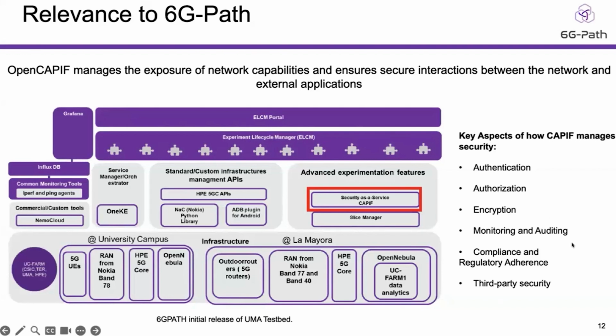About compliance and regulatory adherence, Open CAPIF facilitates the implementation of compliance policies with security standards and other regulatory requirements specific to the industry, ensuring the proper access and use of the APIs. And about third-party security, with authentication and authorization through the credential management process, it ensures third parties are meeting the security requirements before granting access to the APIs. This minimizes the potential risk.